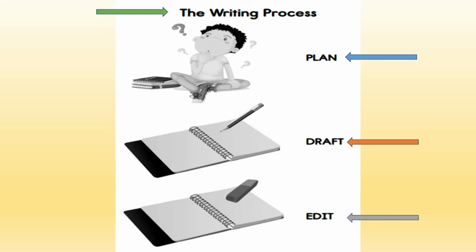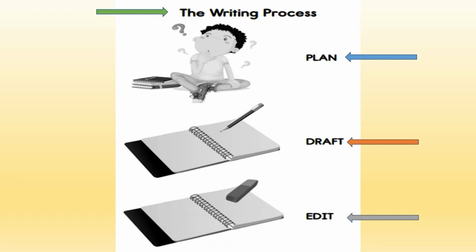Now, the last step of the writing process, and you can see I just pointed to the word edit, right? Because next to edit, we have a notebook and an eraser. Because when we edit, that's when we go back, we look over our draft, and we want to make sure that we correct any mistakes if there are spelling or punctuation or capitalization. Editing is also a good time to go back, reread what we wrote, and see if we can use any better words to make things sound the way we want them to sound.